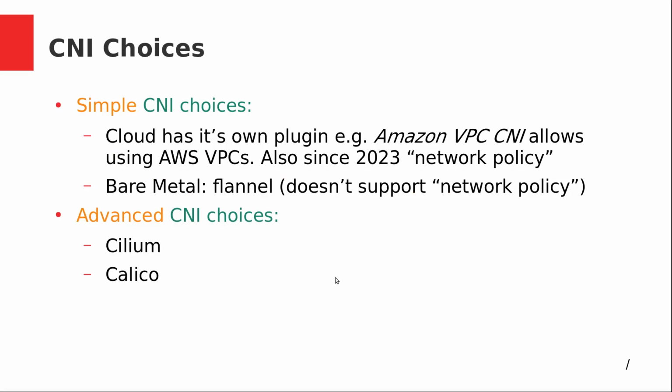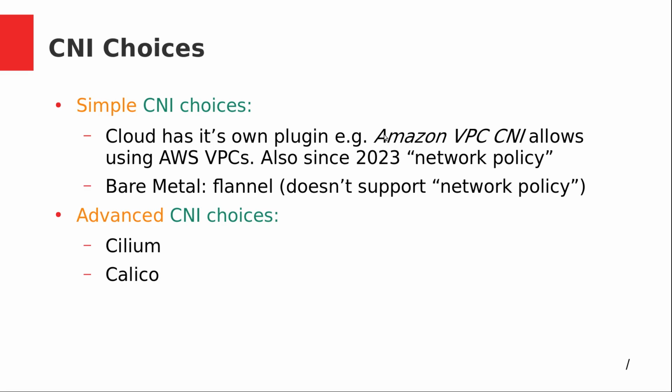Now, let's talk about CNI again. You're forced to use it. What are the choices that you can make? Well, first of all, if you're in the cloud, your cloud provider will have its own plugin. As an example, in AWS, you're not forced to use one, but there's one there by default called the Amazon VPC CNI. And if you just set up a default cluster, it will use this. It allows you, therefore, to use AWS VPCs, which you would not be able to use typically without that plugin.